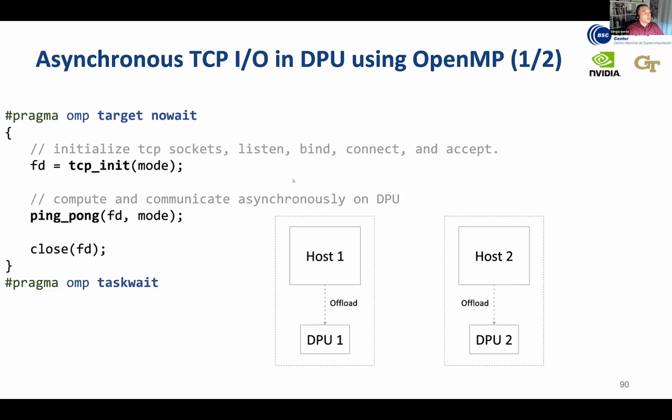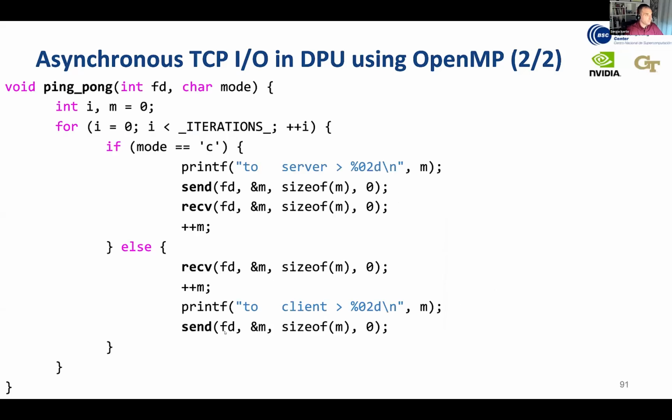When we run this code, the host offloads the kernel here within brackets to the DPUs, and then the client sends the first ping, and the server answers with a pong. The ping pong function offloaded is this one. We have to check whether the one running this is the client, which starts sending, and if it's the server, it will receive and then compute to send the message back again.